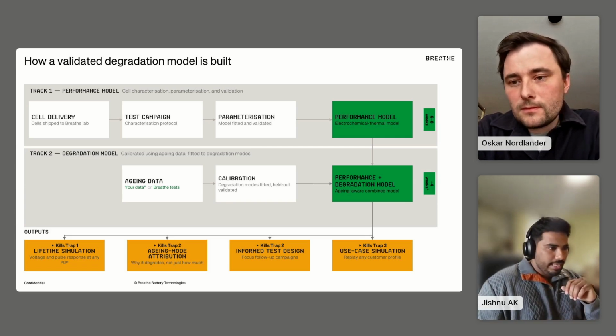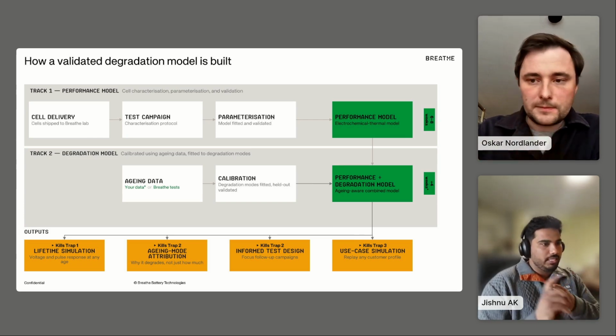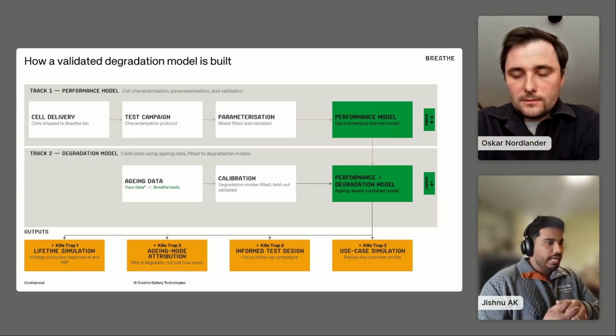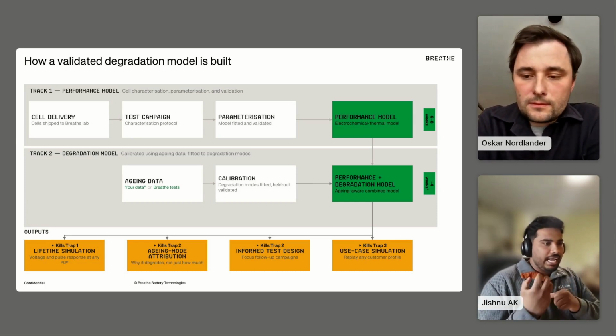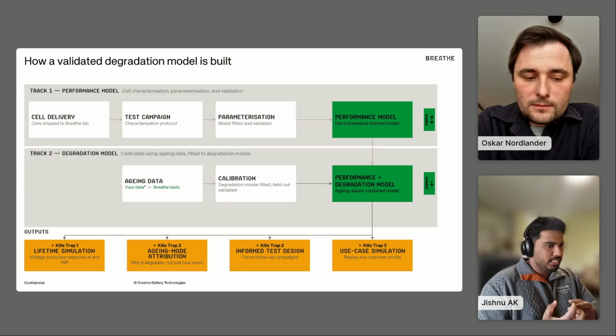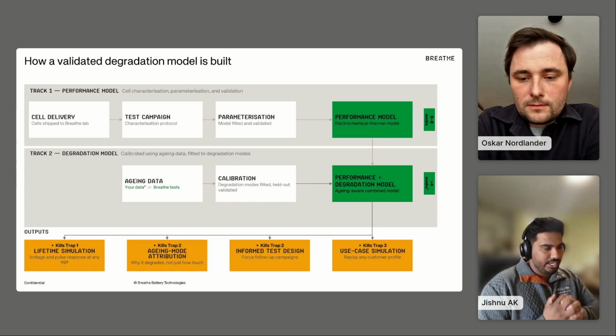Good. So at the end of stage 1 and 2, what we get is this coupled electrochemical degradation model. And the value of such a model is quite simple. It can act as a virtual battery. So any aging test that you might run on a physical cell, the same test can virtually be run on this degradation model now at virtually no cost.